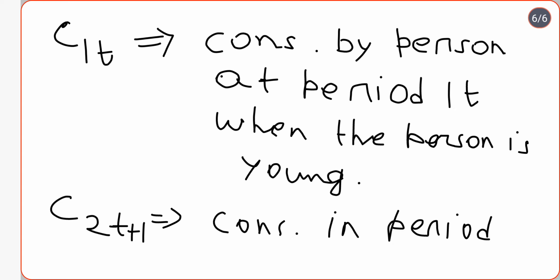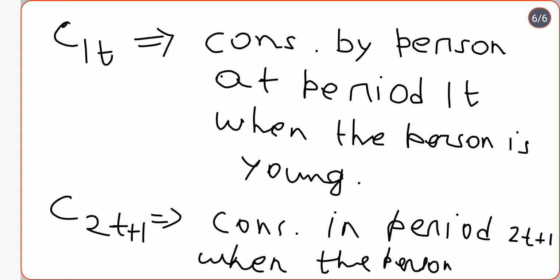Consumption by the person at period 1t when the person is young, and consumption in period 2t plus 1. 2t plus 1 is nothing but a time period when the person is getting old, or when the person has actually become old. So when the person is old, that phase's consumption is denoted as C2t plus 1, and the consumption when the person is young, the consumption of that period is considered as C1t.